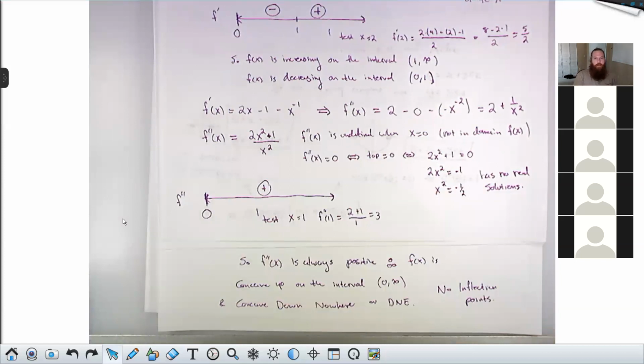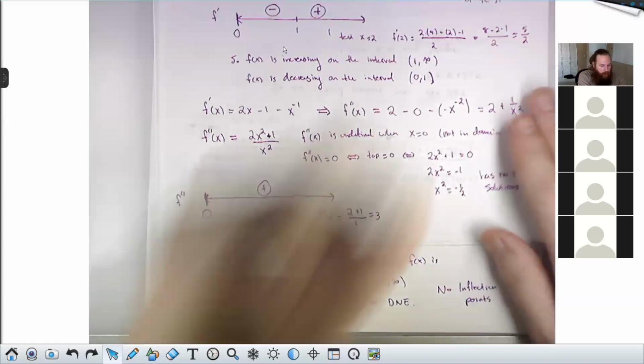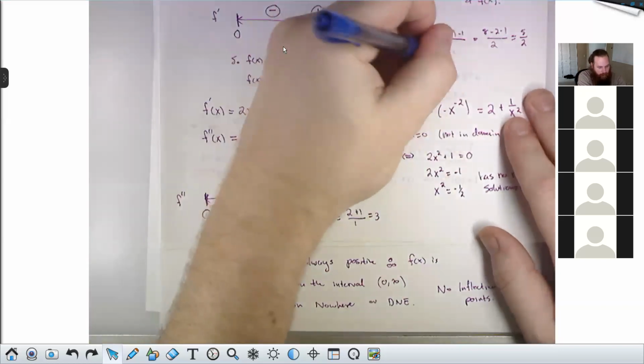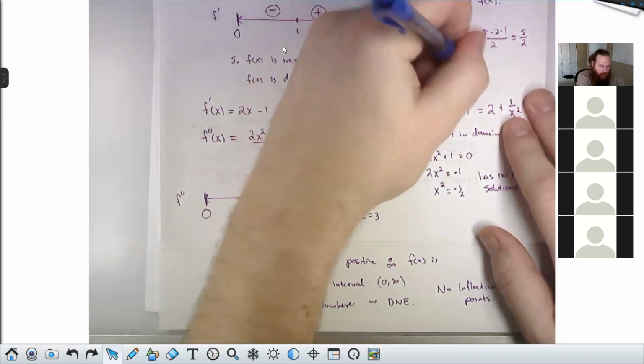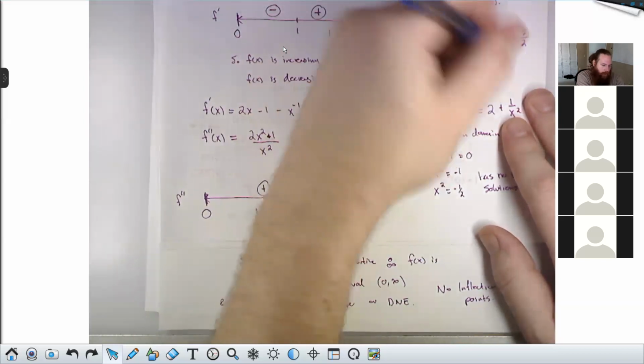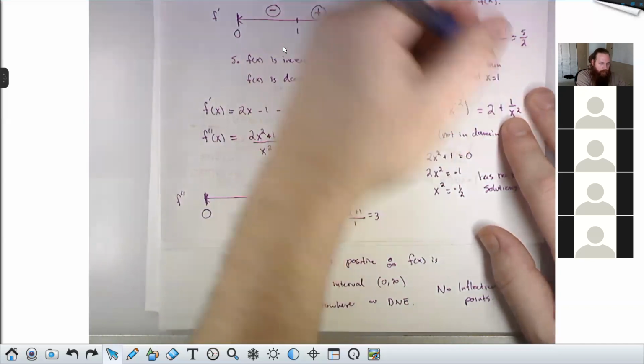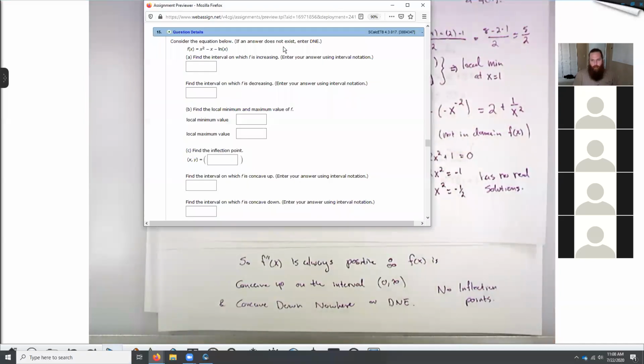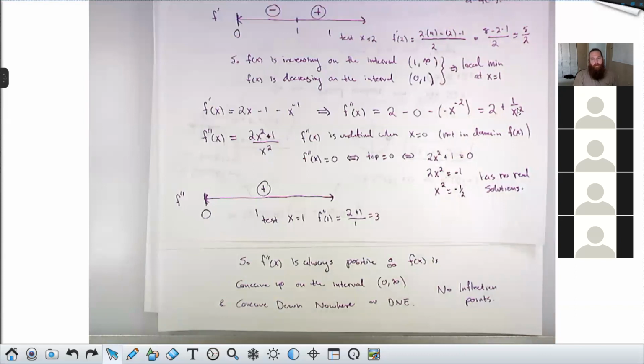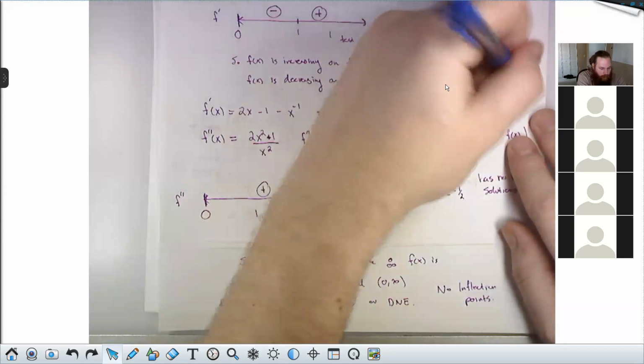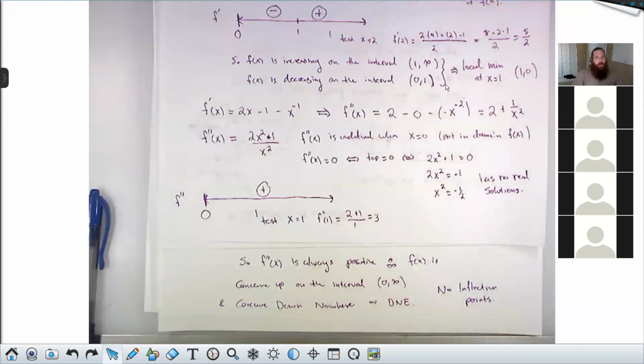And that's it. We're increasing from 1 to infinity, decreasing from 0 to 1. So we do have a min. Let's see. So we go from decreasing to increasing at 1. So I do have a local min. This tells me I have a local min at x equals 1. And to finish things up there, you would want to say what the min value is. So you'd have to say what f of 1 is. f of 1, I'm pretty sure, is 0. Yeah, 1 squared minus 1 minus the natural log of 1. So the point here is (1, 0).